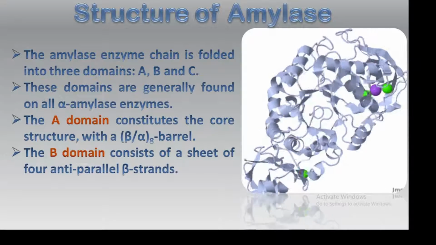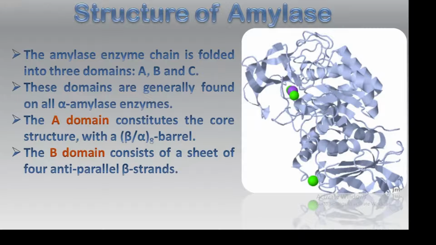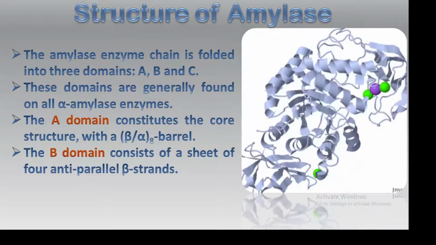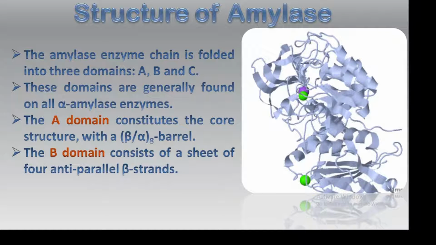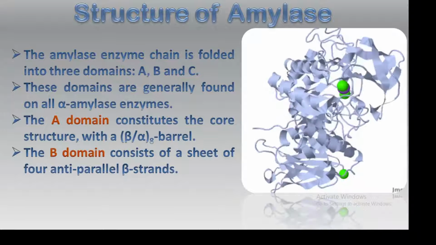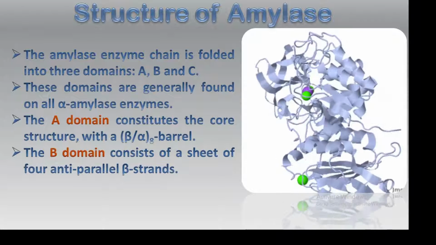This enzyme chain has three domains: A, B and C. These domains are generally found in all alpha amylase enzymes. The A domain consists of a core structure with a beta/alpha 8 parallel barrel, and the B domain consists of a sheet of 4 anti-parallel beta strands.